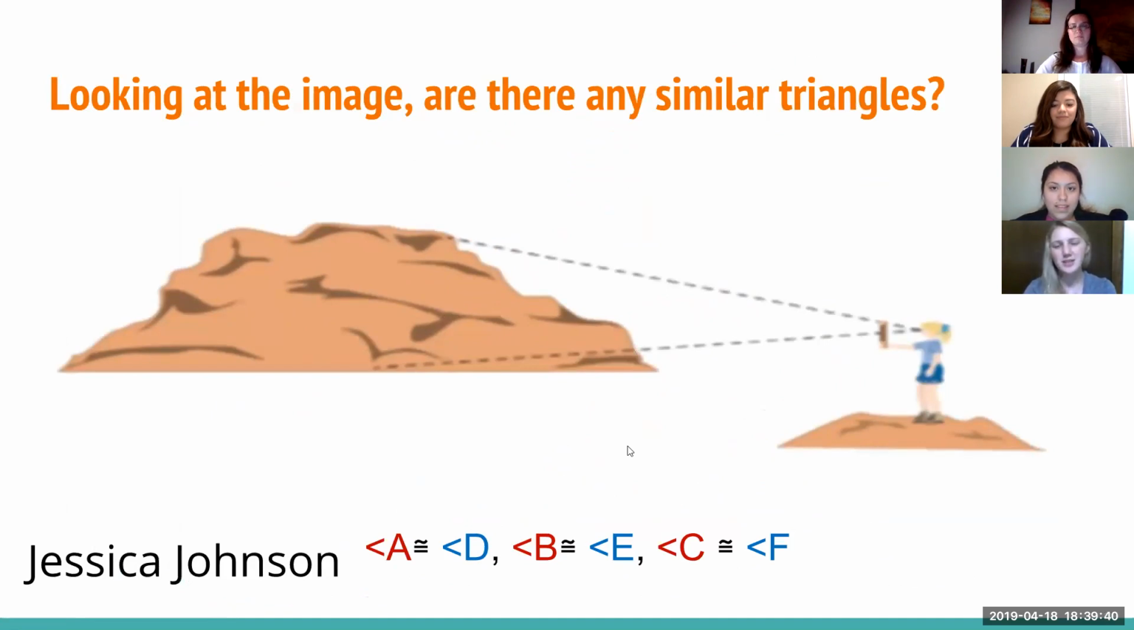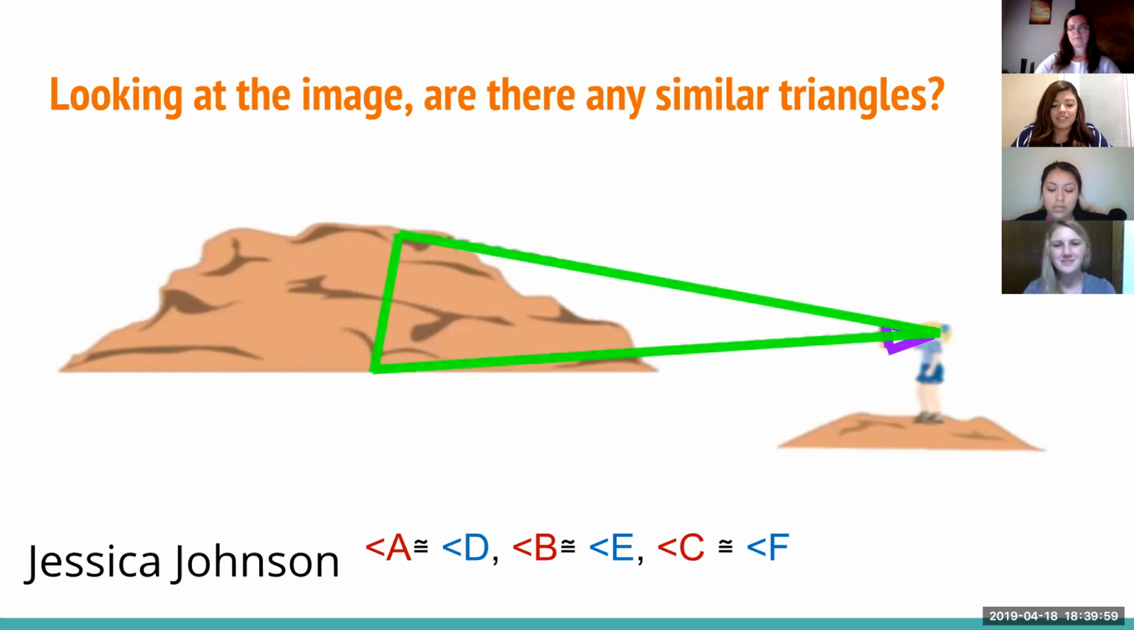Jessica, looking at this image, are there any similar triangles? Claudia, that is a great question. Looking at the image, you would not think that there are any similar triangles, but there are. Triangles do not have to be the same size for them to be similar. The smaller triangle here is similar to this larger triangle here. Even though they are not the same size, they have the same shape. Basically, we have a dilation where the smaller image has a size transformation to a larger size. Yes, Cece, that is correct.